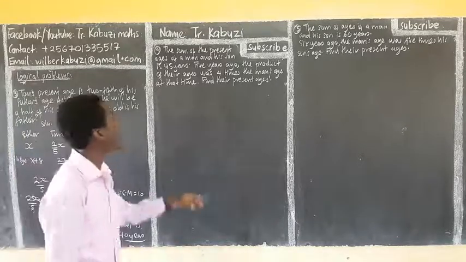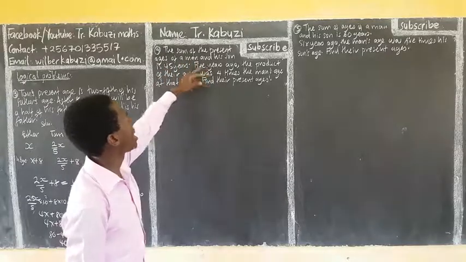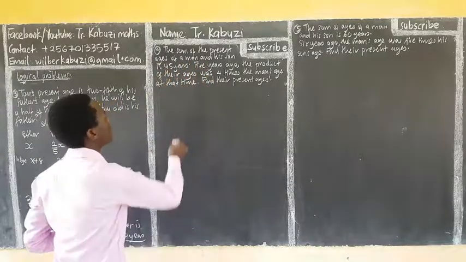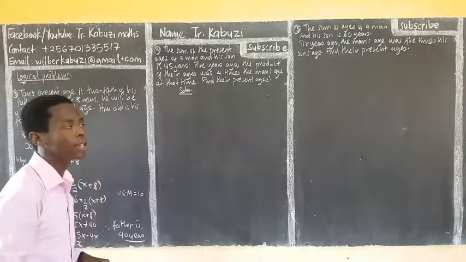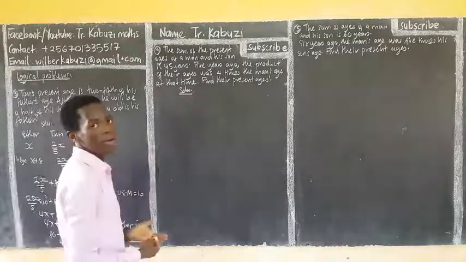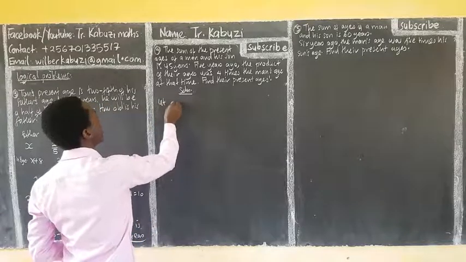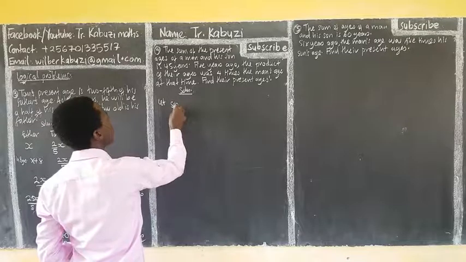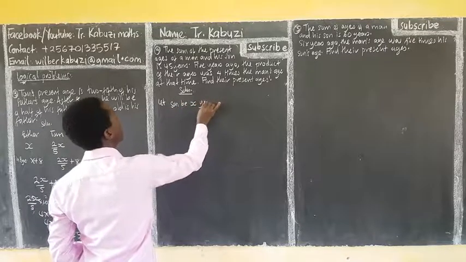Okay, we come to this one here. The sum of the present ages of a man and his son is 45. Of course, remember when we sum their ages, we get 45. What we do, we need to know the age of one of them. So we say, let the son be x years.